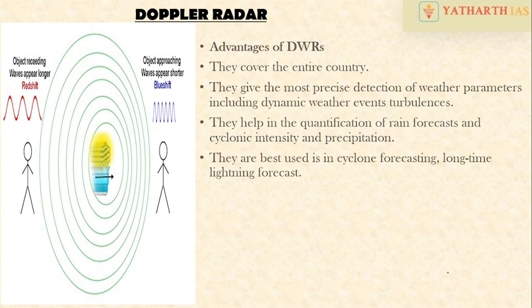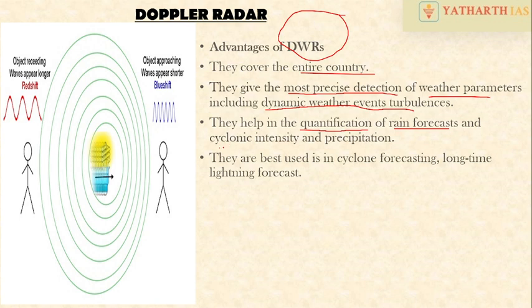So what is the advantage of these Doppler weather radars? They cover the entire country and they give the most precise detection of weather parameters, including dynamic weather event turbulences. They help in the quantification of rain forecasts and cyclonic intensity and precipitation. So they are best used in cyclone forecasting and long-time lightning forecast.